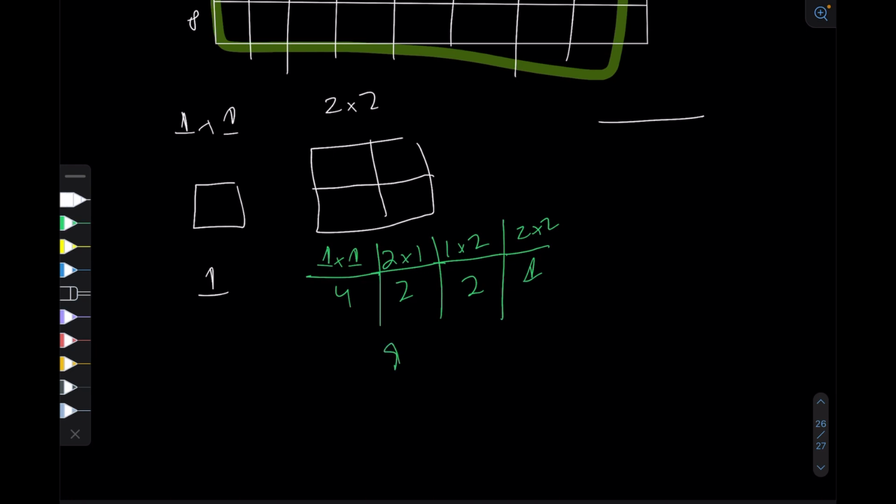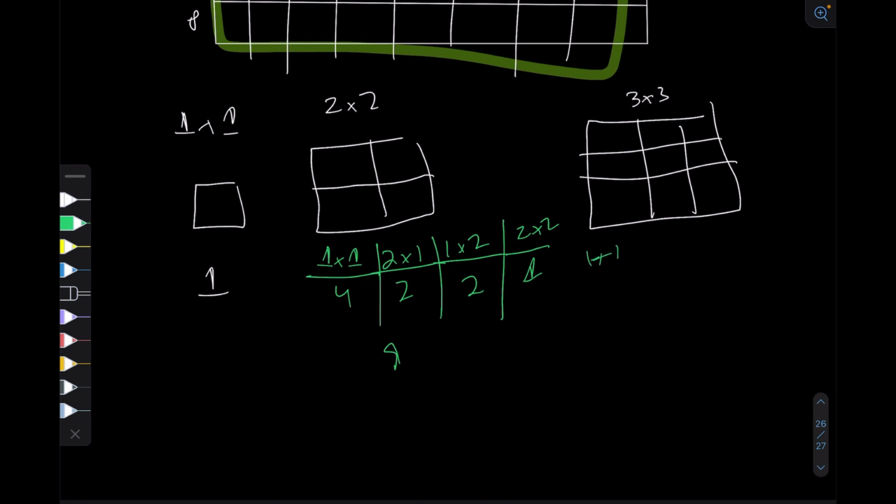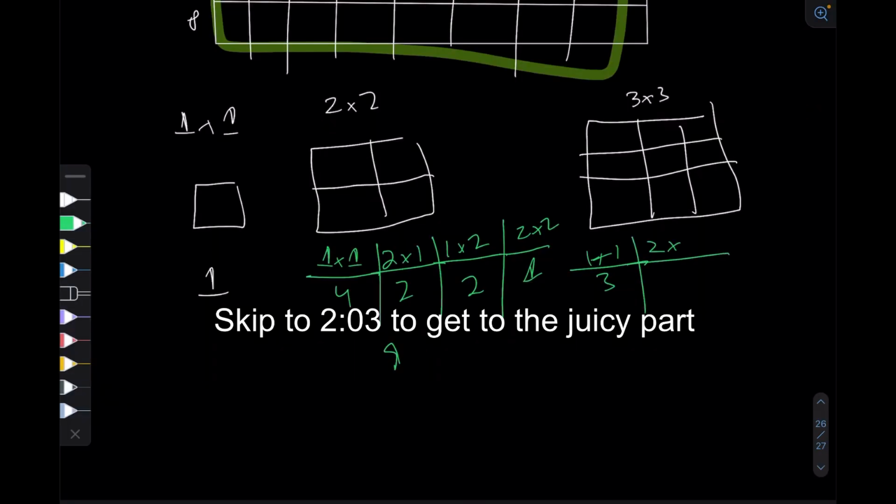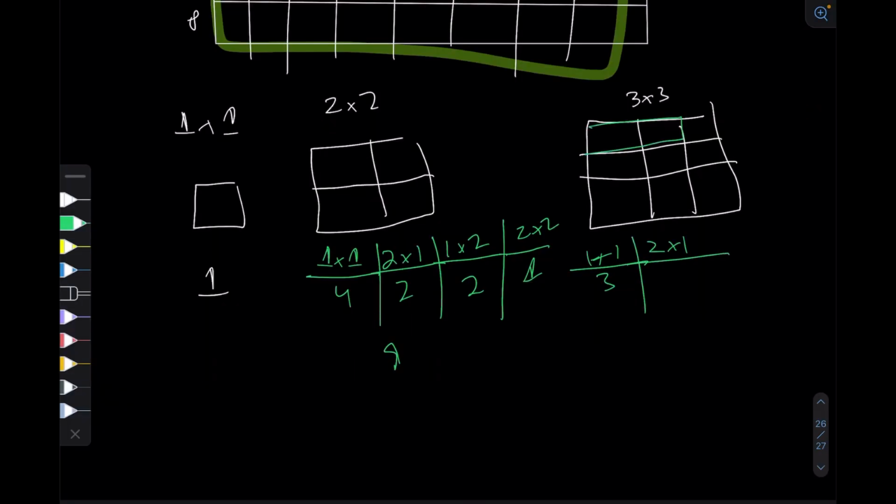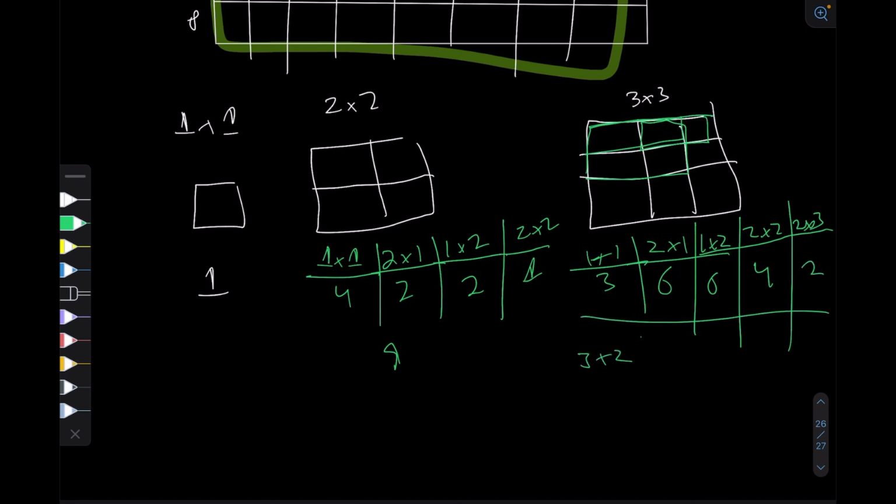Let us also look at 3 by 3s now. So of course there will be 3 1 by 1s, and then we can look at 2 by 1s. So like this, and then thrice of those, so 6. And similarly 1 by 2s will also be 6. If you look at 2 by 2s, that is a square like this, there will be 4 of those. And then we can look at 2 by 3s. 2 by 3s would be 2 of those. And of course 3 by 2s will also be 2. And then 3 by 3 will be 1.